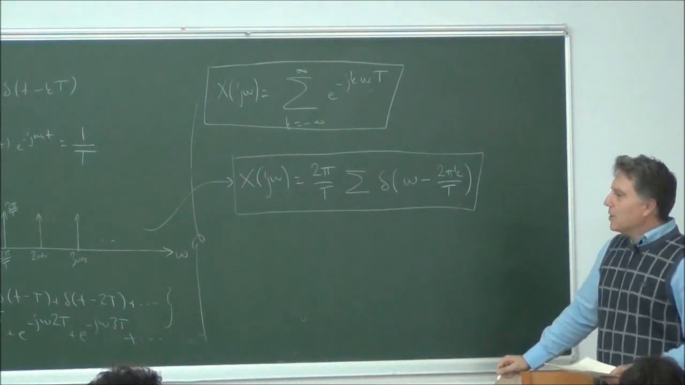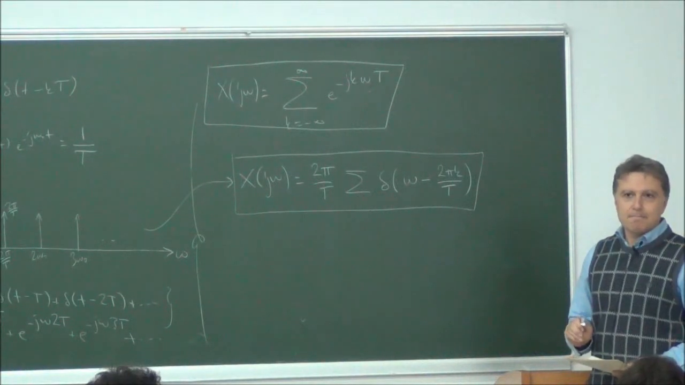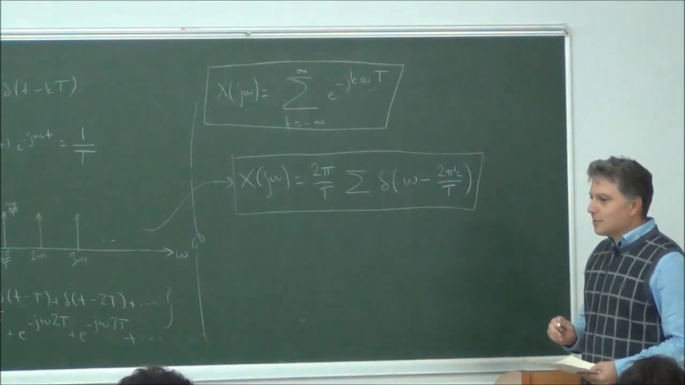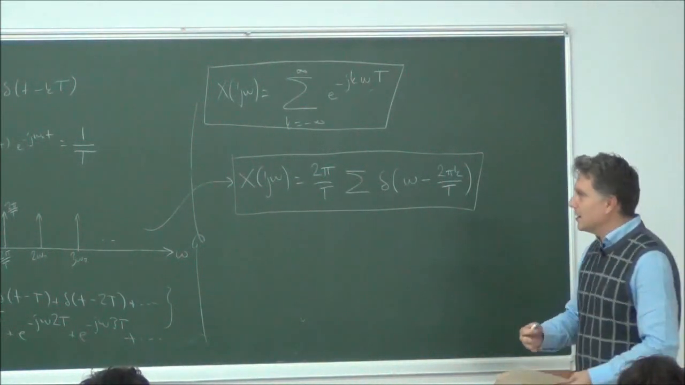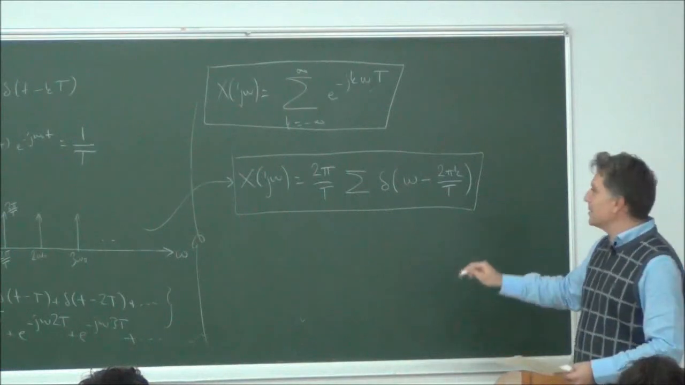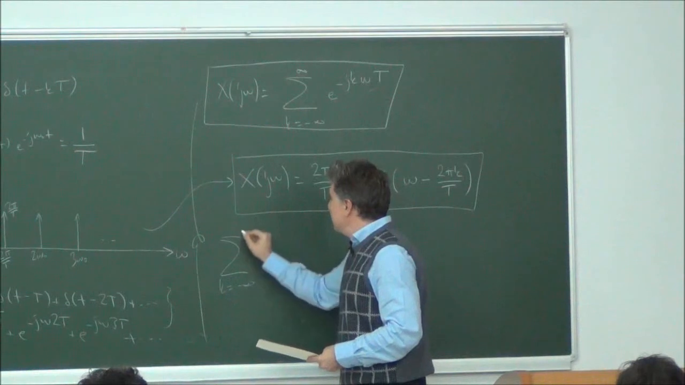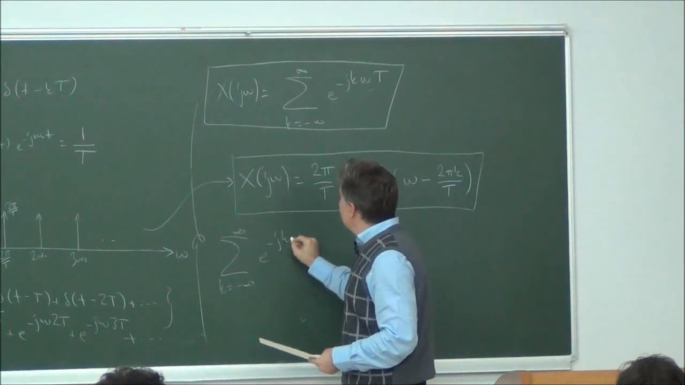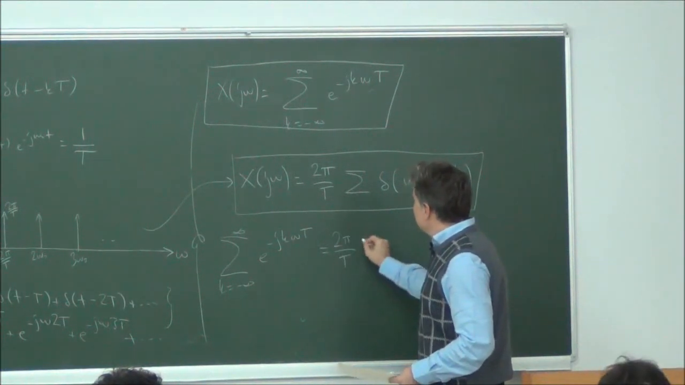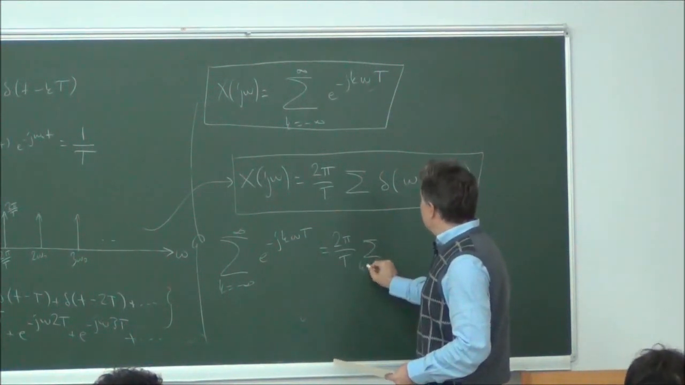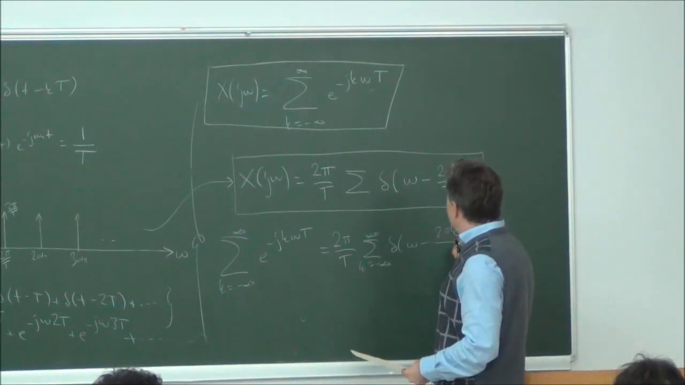So what's going on? What's going on is quite simple. These two are amazingly the same. I was truly impressed. I mean, I feel like Sheldon when I'm telling you this, because only Sheldon could be impressed by this equality, which is this. Summation k from minus infinity to infinity e to the minus jk omega capital T is equal to 2 pi over capital T summation k from minus infinity to infinity delta omega minus 2 pi k over capital T.